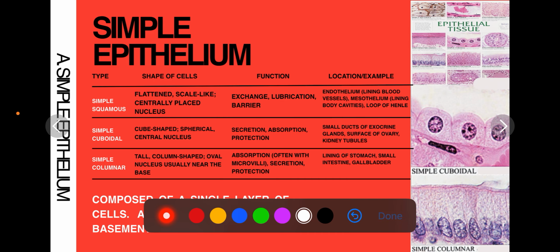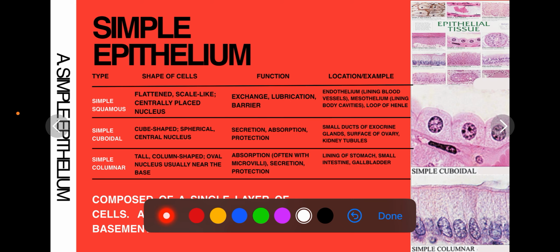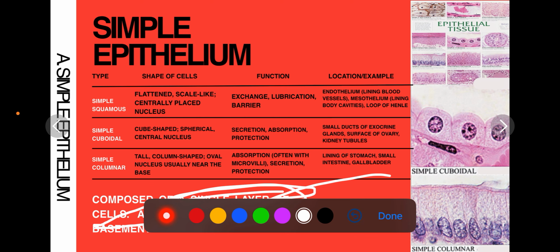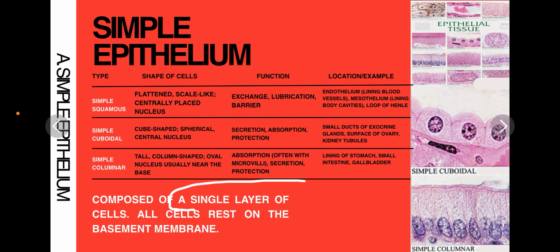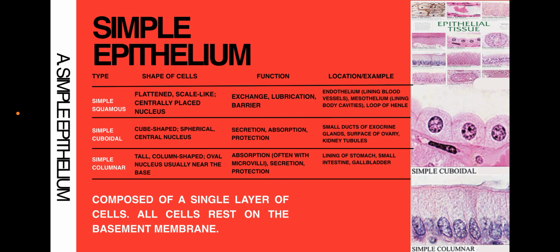Okay. What is meant by simple? It means that it is composed of a single layer of cells. Period. I think that was more difficult for us in the medical college, but it is not really difficult. So you see here, it's composed of a single layer, and this layer rests on a basement membrane. Okay, well, so let's start with the simple squamous.